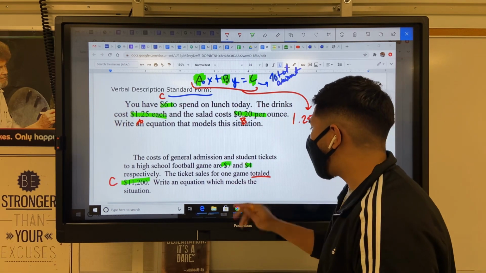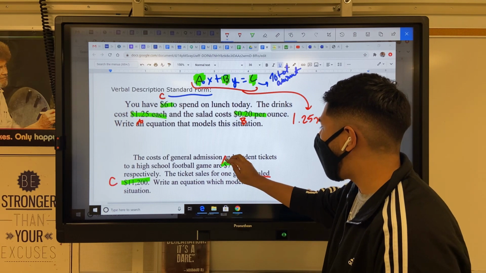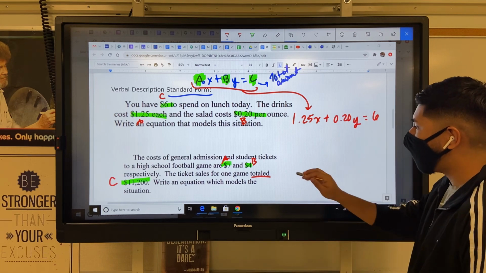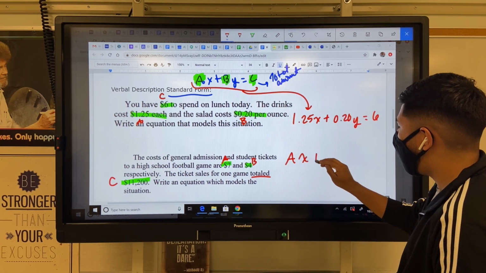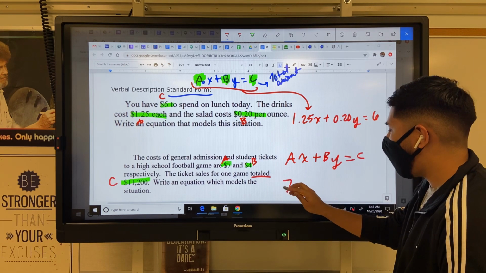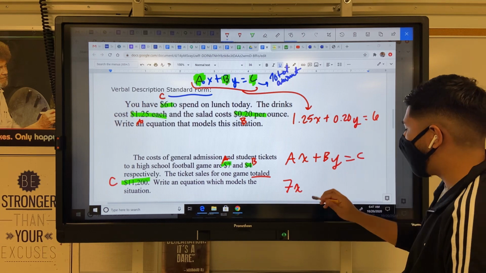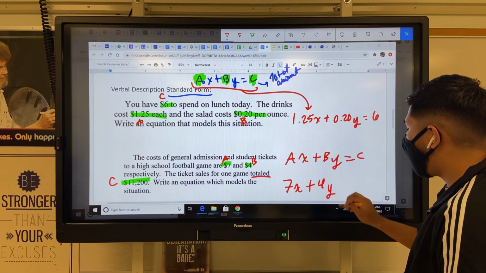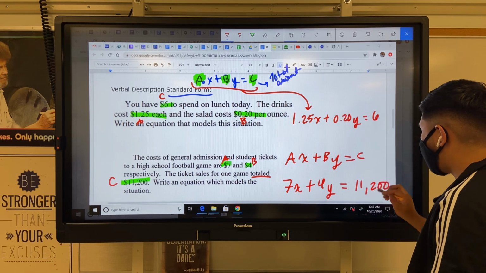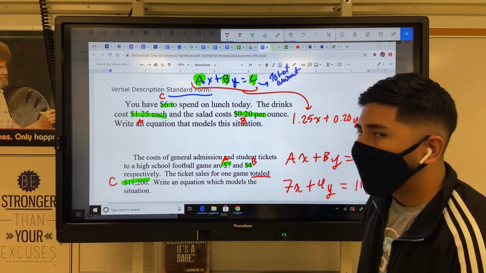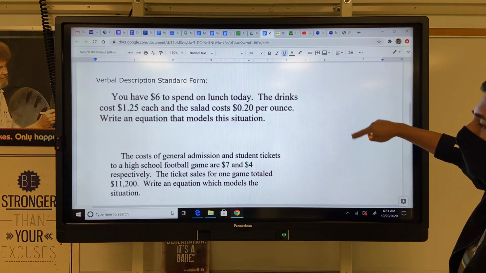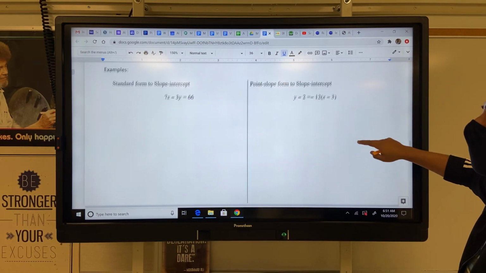And then you just pick and choose. Remember, I like to do the first one is my A, the second one is my B. And then we just go at it. My A value is 7x, B value is 4y, equals 11,200. And that's it, ladies and gentlemen. It's very straightforward. I mean, it's just reading, and that's all you got to do.